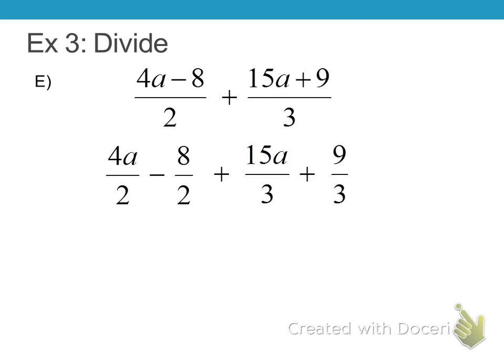What's 4a divided by 2? 2a. Minus, what's 8 divided by 2? 4. Plus 5a plus 3. All right, what's 2a plus 5a? 7a. What's negative 4 plus 3? Negative 1. And then that's 6a, right? No. Those aren't like terms, so stop.